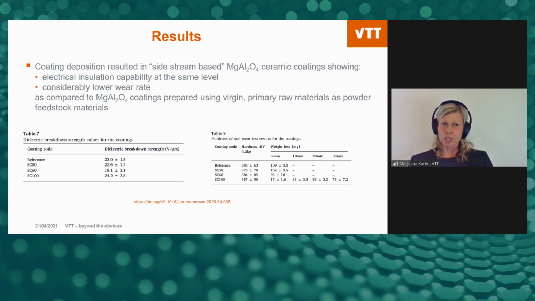And then we achieved ceramic coatings that show electrical insulation capability at the same level and a considerably lower wear rate when we compare those coatings with coatings that have been prepared using virgin primary raw materials as powder feedstock materials. So we achieved the same level and even better properties than with the pure virgin raw materials, utilizing these secondary side stream materials.